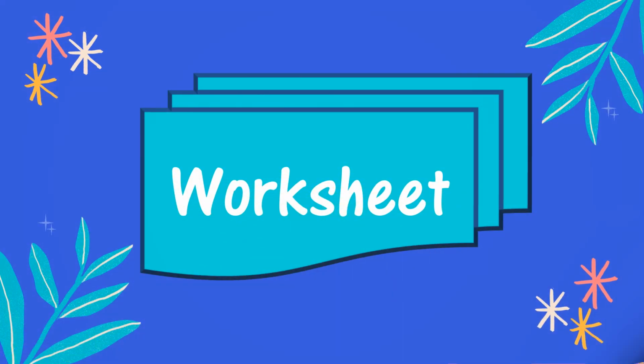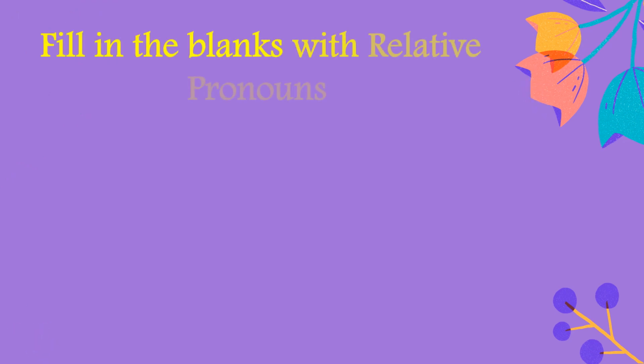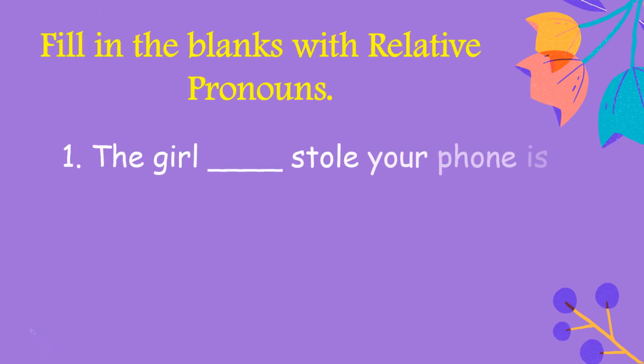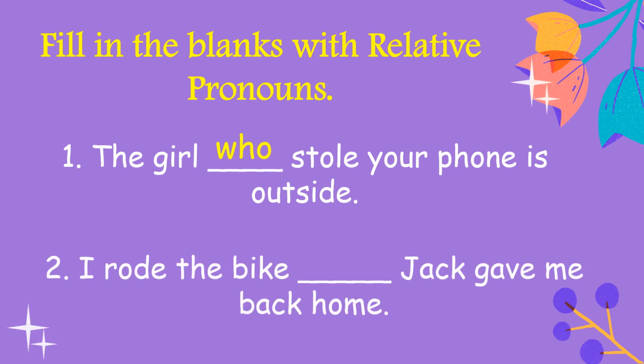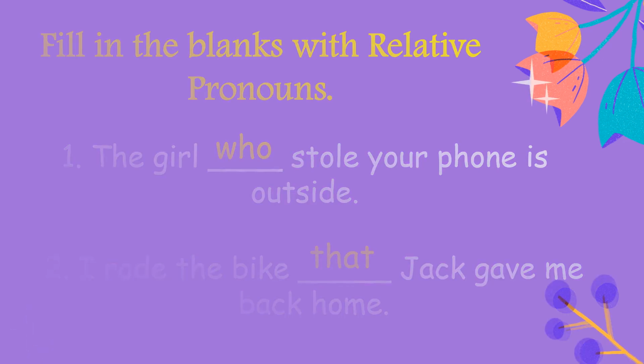Fill in the blanks with relative pronouns. First one, the girl dash stole your phone is outside. So answer is who? The girl who stole your phone is outside. The second one, I rode the bike dash Jack gave me back home. So answer is that. I rode the bike that Jack gave me back home.